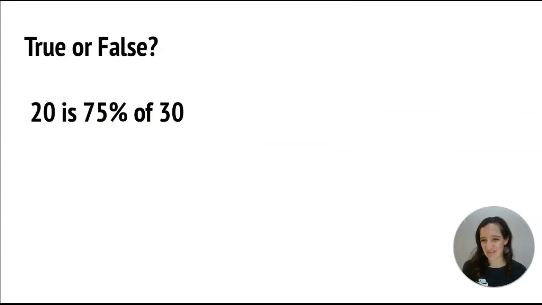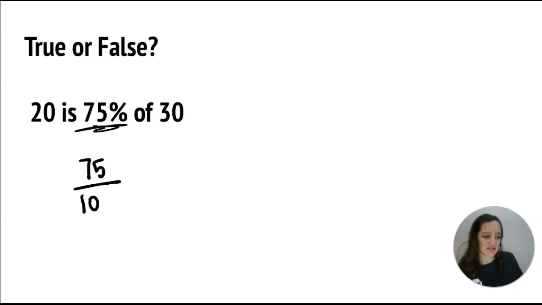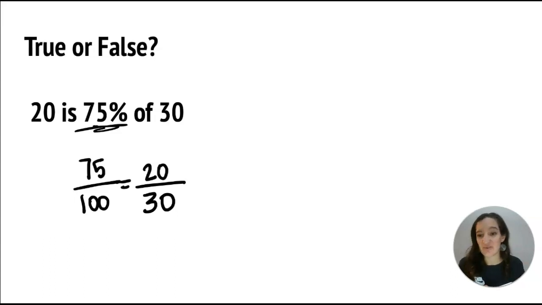Is this true or false? 20 is 75% of 30? How in the world? All right, well, Mrs. Madsen says that anytime you see a percent, you can always put it over 100. Okay, and then it says 20 is 75%, so that's the part of 30, so that's your total. So we just got to figure out if this is true or false. How are we going to do that?